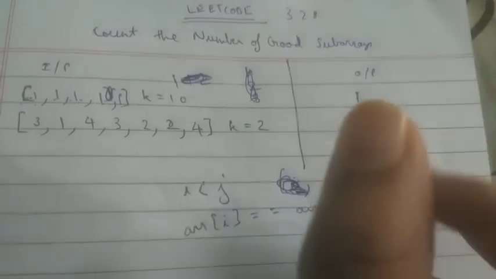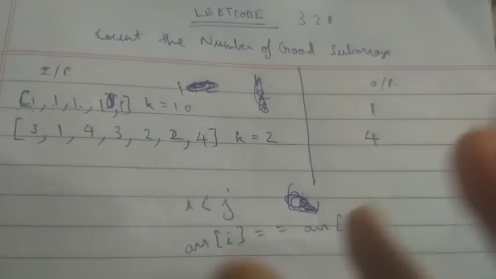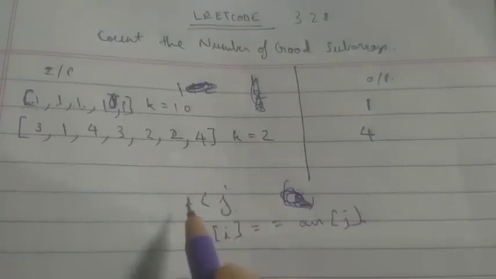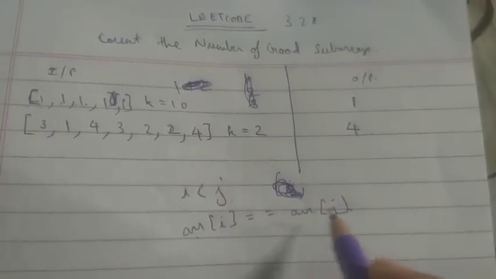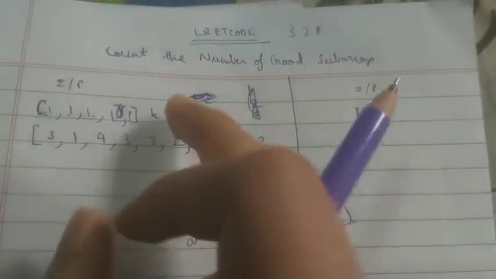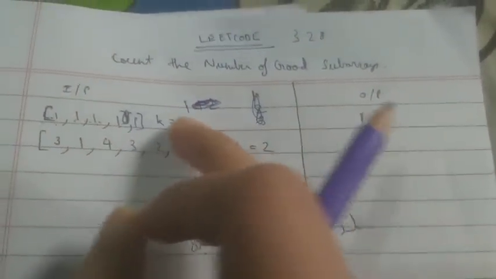So we're given an array and k is equal to 10. You have to find the number of good subarrays. A good subarray is a subarray in which there exist two positions i and j, i less than j, such that arr of i is equal to arr of j, and the number of such pairs is greater than or equal to k.